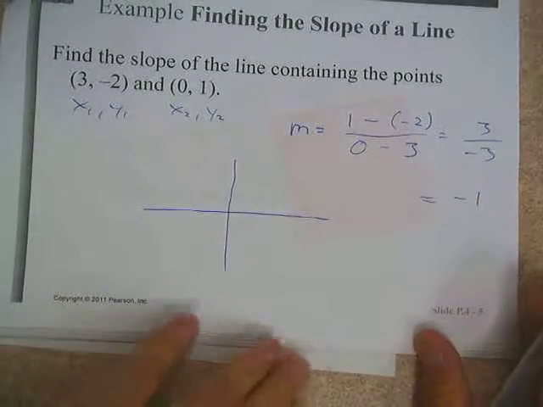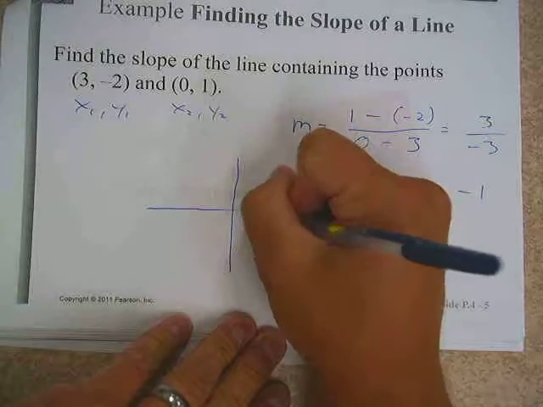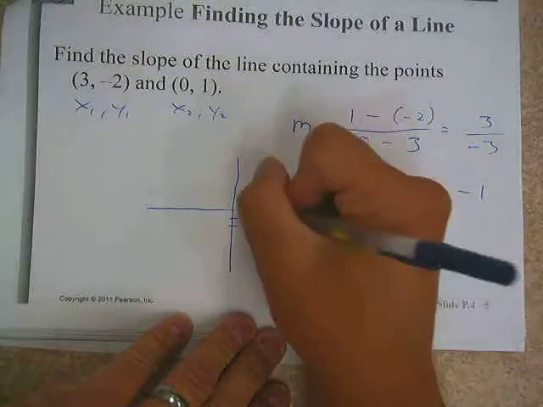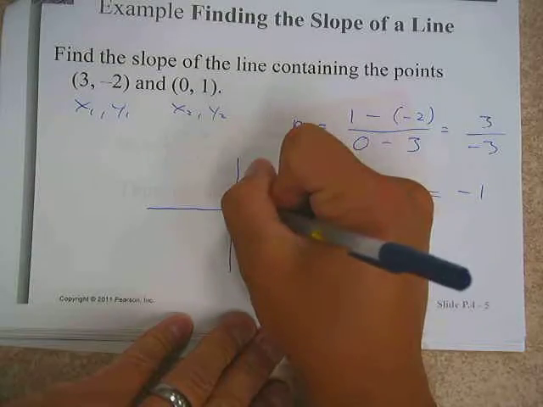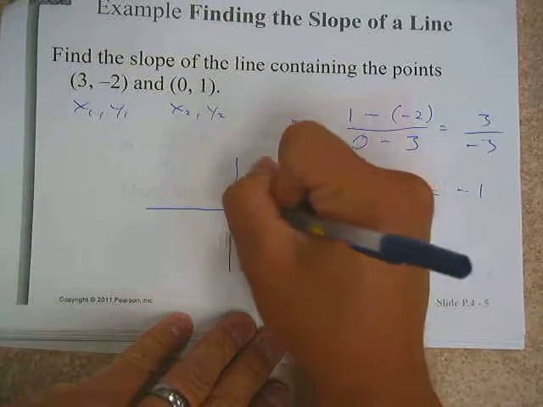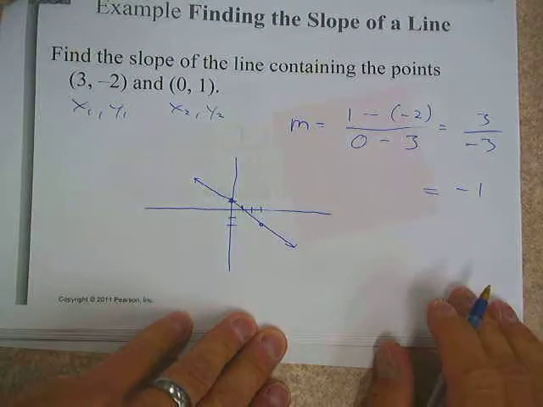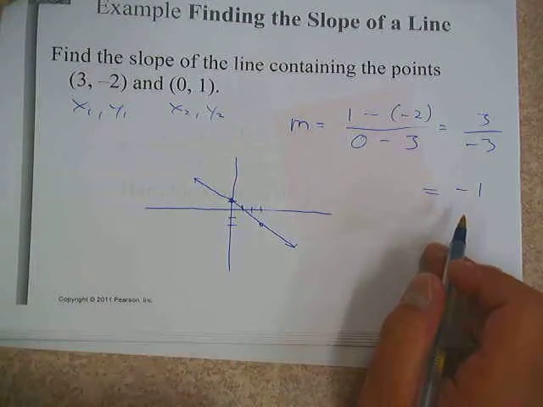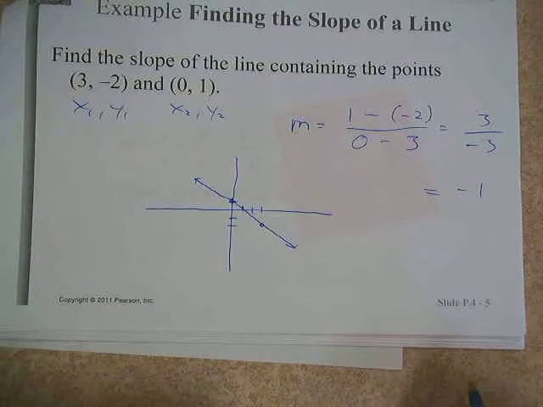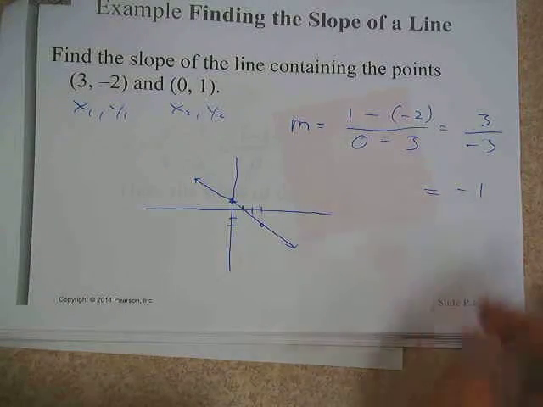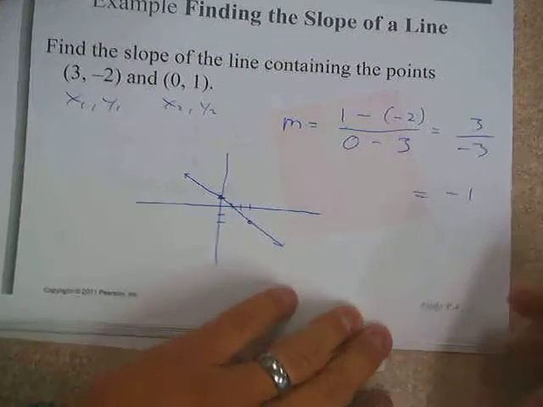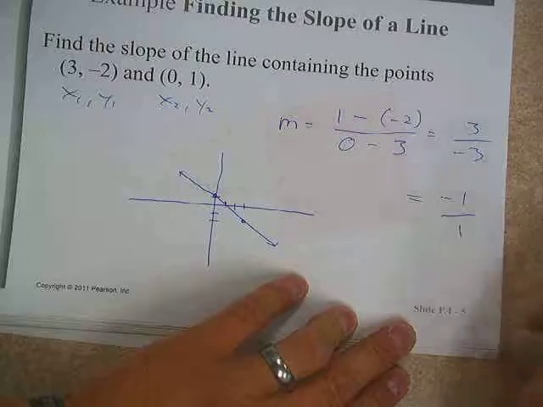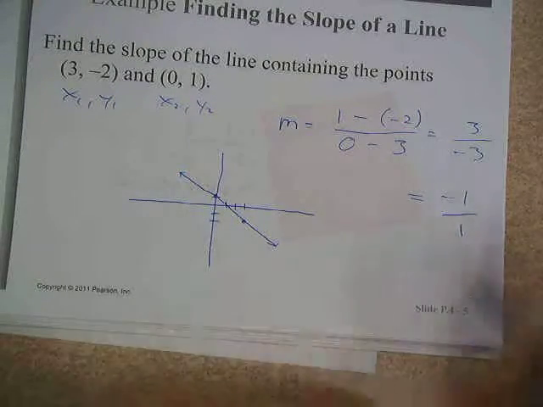And just to clarify, what is that telling us about these 2 points, or the line that contains these 2 points? If we were to graph these two, (3, negative 2) is right here, and (0, 1) we know is right here. If we look at the graph of the line that connects those two, what that negative 1 is indicating, first of all, since it's negative, is that the line is going down as we go from left to right. That's one fact. It also tells us how it's going down.